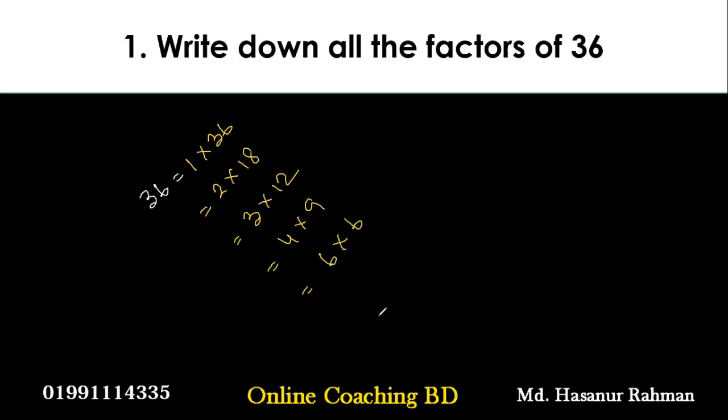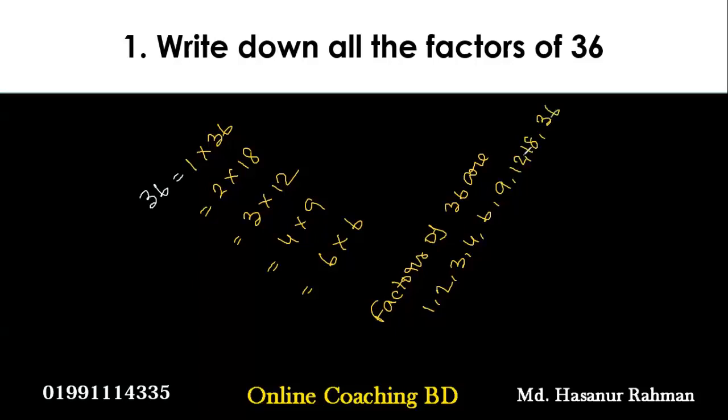So, at last we can say the factors of 36 are 1, 2, 3, 4, 6, 9, 12, 18, and 36. So, these numbers are factors of 36.